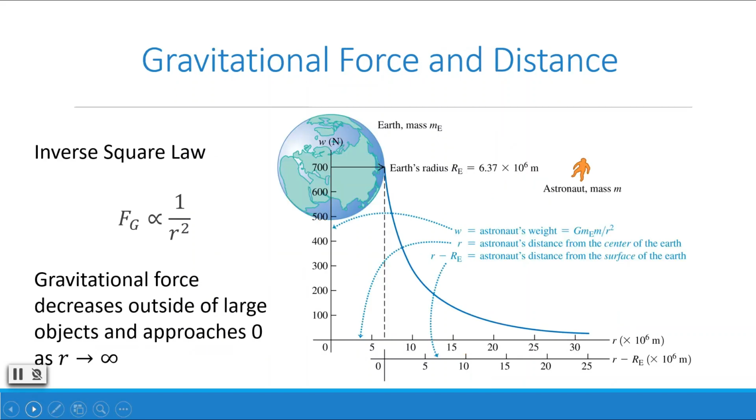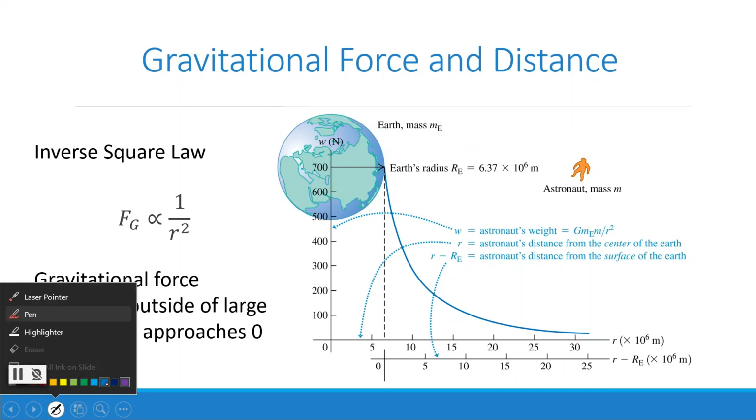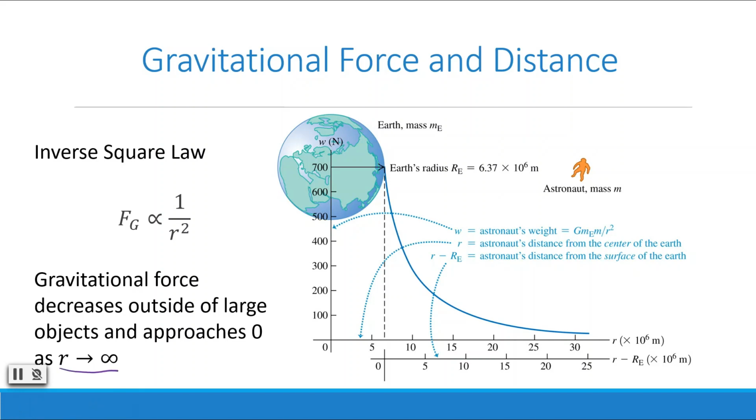So when you look at this force, we have this inverse square law, as I mentioned, so that as your radius approaches infinity, gravitational force approaches 0. But in order to actually escape from a gravitational field, you would have to get infinitely far away, because there's always going to be some amount of that gravitational force.